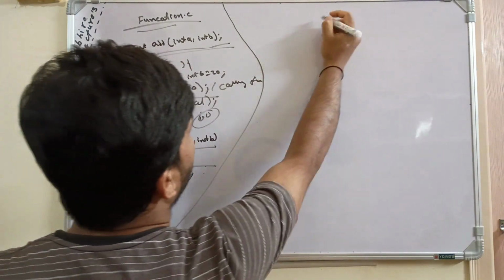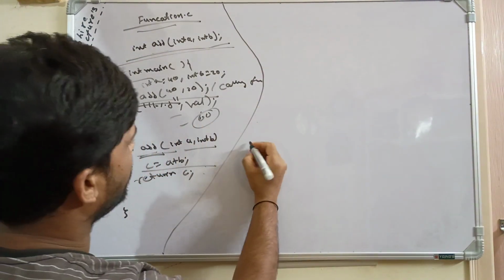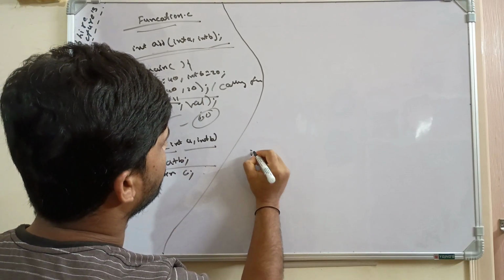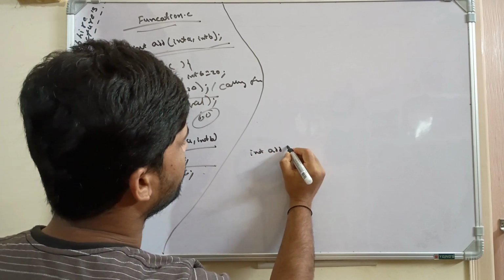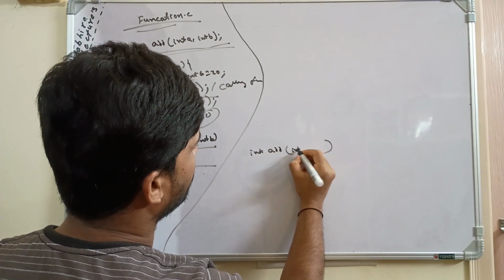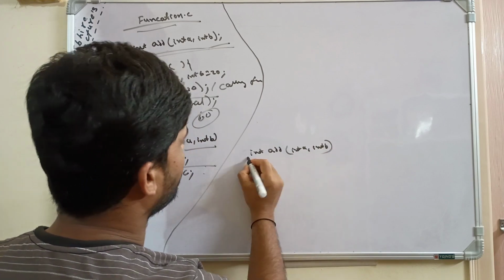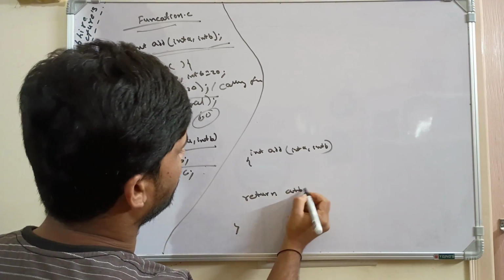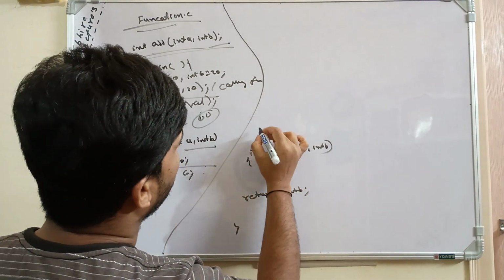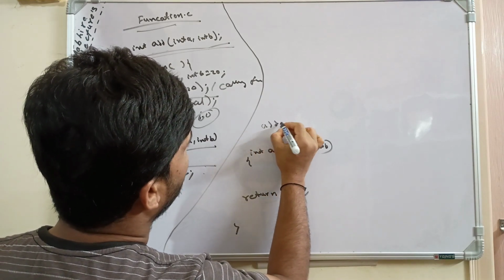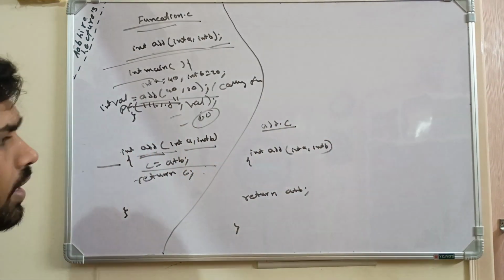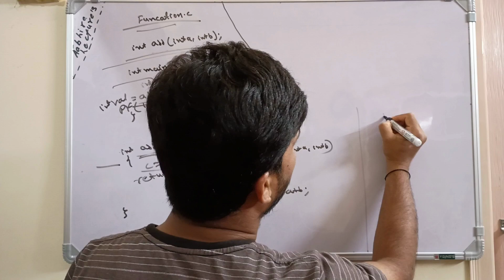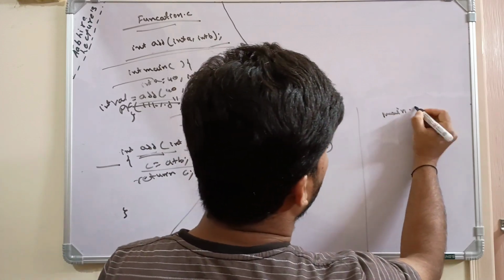First of all create add, with return, return a plus b. This is the file, named add.c. This is the file name, another file. Then create the main file, main.c.